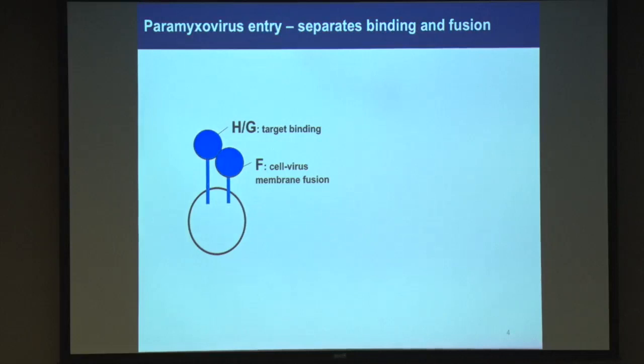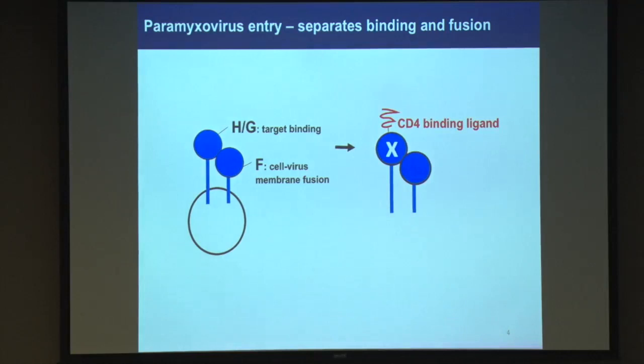So I would like to introduce a little bit about our targeting strategy, which is using paramyxovirus engineering. Like the Simba's virus we heard about in the previous talk, paramyxovirus also uses two separate proteins to control virus entry. The H and G protein control target binding, and the F protein controls the cell-virus membrane fusion. This allows us to manipulate the target binding on the H or G protein without affecting the fusion function. So to create a CD4-targeted vector, the natural receptor binding site on the H or G protein was mutated, and then the CD4 binding ligand was fused to this target binding protein.